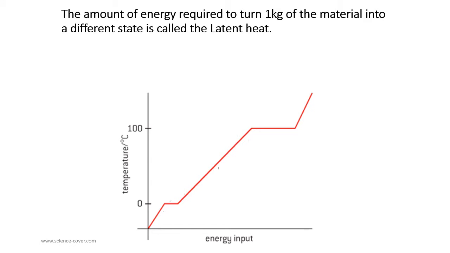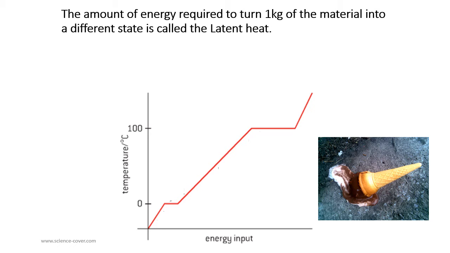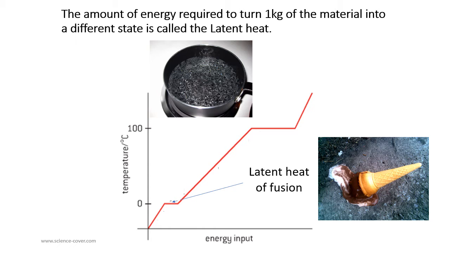We can define the latent heat as the amount of energy required to turn 1 kilogram of material into a different state. And this occurs at 2 points. Firstly, when a substance is melting, so we call this one the latent heat of fusion. And the other time we see a change of state is when we're changing from a liquid into a gas, so we call this one the latent heat of vaporization. For a material, the latent heat of fusion and latent heat of vaporization will not have the same number.